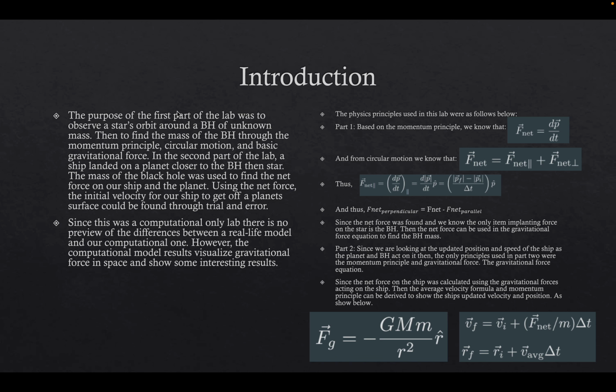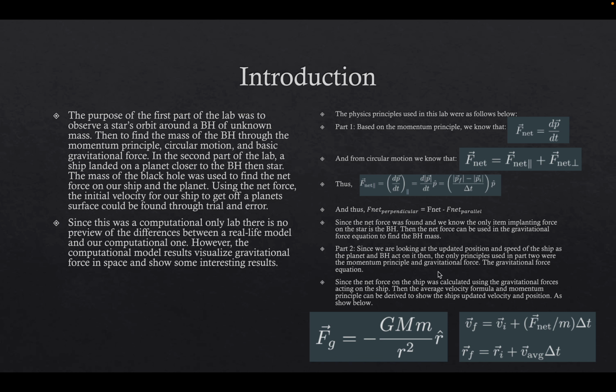This was a computational only lab, so there really are no differences to preview between an observed model and the computational model, but the computational results are still really interesting in my opinion. So the momentum principle, circular motion, and gravitational force were used. For the momentum principle, we know that this equation can be derived, and from circular motion, we know that F net equals these two components. So we can derive F net parallel using both these two equations. And since we know the overall net force and we can calculate the F net parallel, then we can derive F net perpendicular. Once all the F nets were found, then we could use the gravitational force equation to derive an equation to find the black hole's mass.